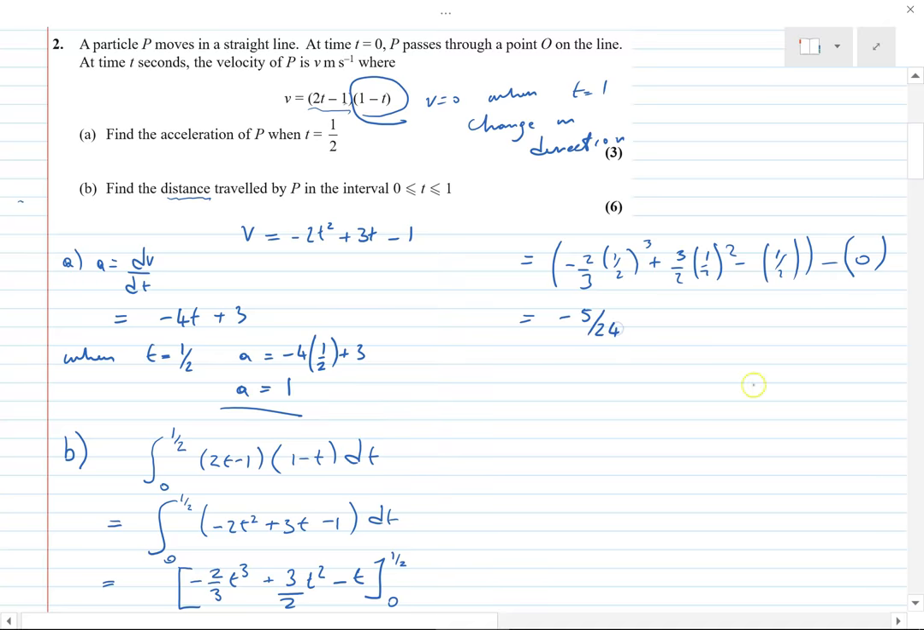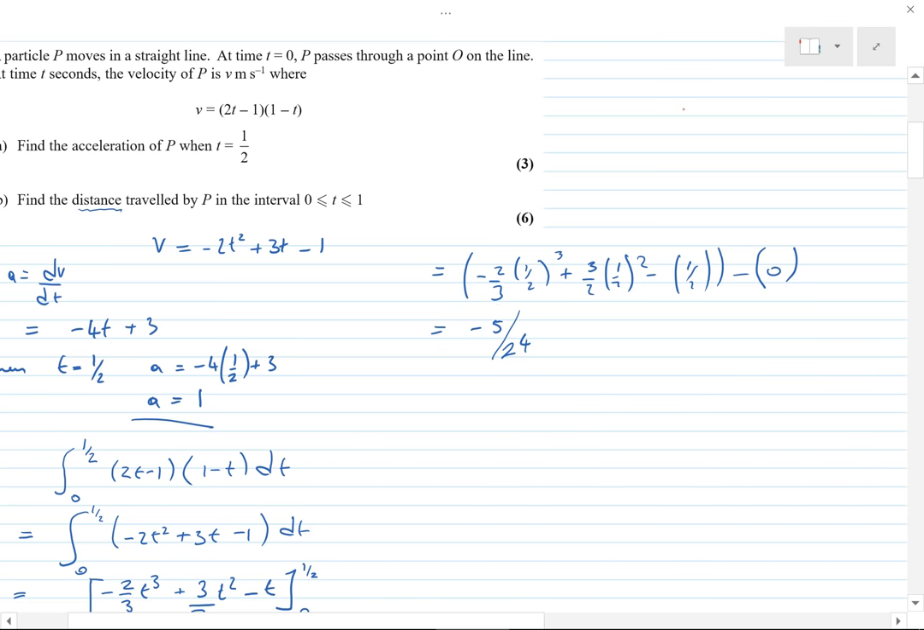Right, so what's happened is, within the interval 0 to a half, it's actually gone backwards. So if we say it's 0 here with t equals 0, when t equals a half, it's gone to the left, if you like, or wherever we call the negative direction. So that's t equals a half. S, meaning displacement, is minus 5/24. And clearly, the distance it's moved is 5/24, and it's moved in that direction.